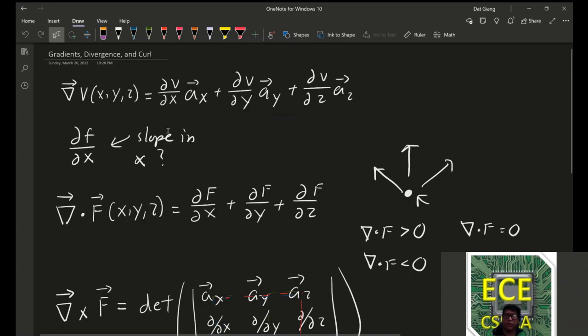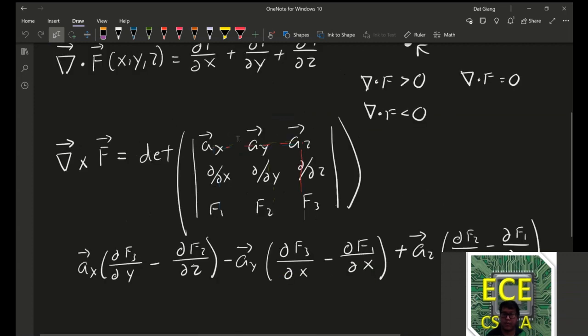And in the next couple of videos, we're going to explore how we can use gradients, divergence, and curl to do at least a few problems.